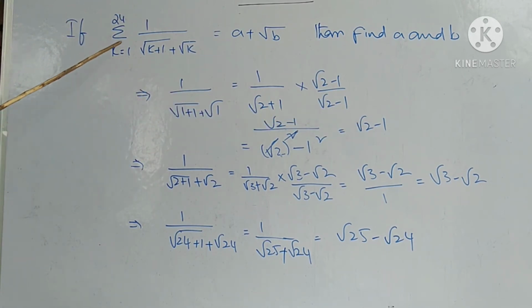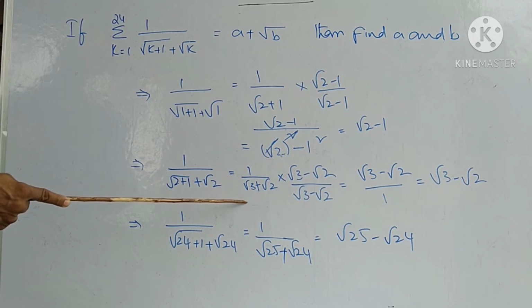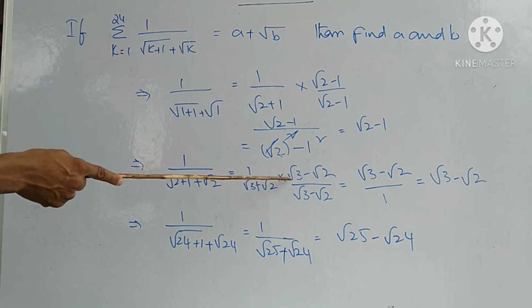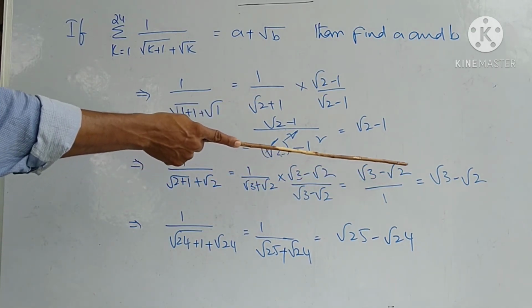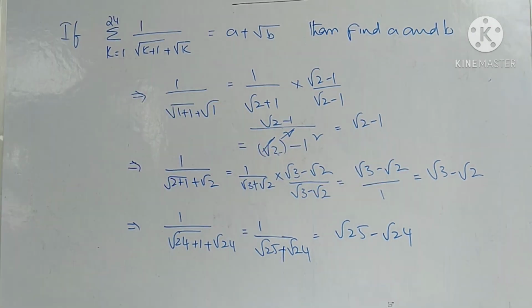Next we have to substitute 1 to 24, so the next value is 2, the next value is 3, the next value is 4. So 1 by square root of 2 plus 1 plus root 2. Similarly, by rationalizing the denominator, 1 by square root of 3 plus square root of 2 into, the rationalizing factor is root 3 minus root 2. That is equal to square root of 3 minus root 2 by 1. The result is root 3 minus root 2. So similarly we have to find all values from 1 to 24.